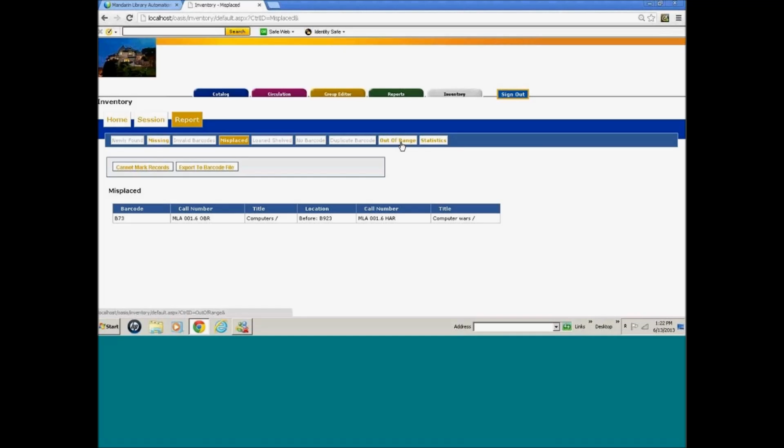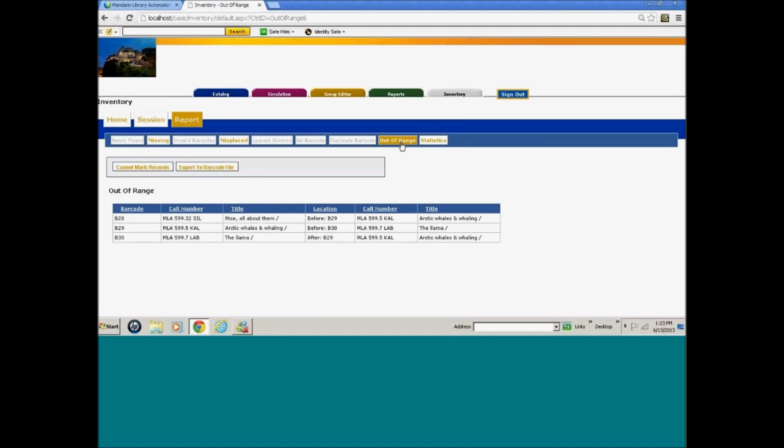Next, you have out of range. Now, we did a partial inventory here. I told the system I only wanted to inventory the 000s through the 100s. But in that section, it happened to have found 5 books that were misshelved. These books actually belong in the 500s. I'm sorry, I found 3 books that were misshelved. They belong in the 500s. So I can just go to the shelf, grab them, and put them where they belong.